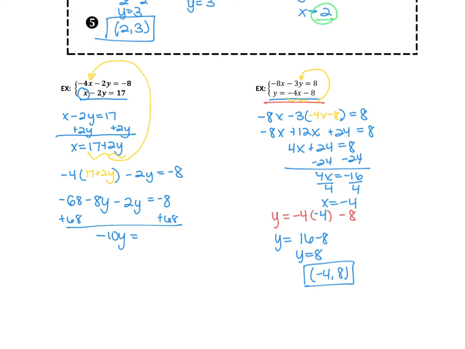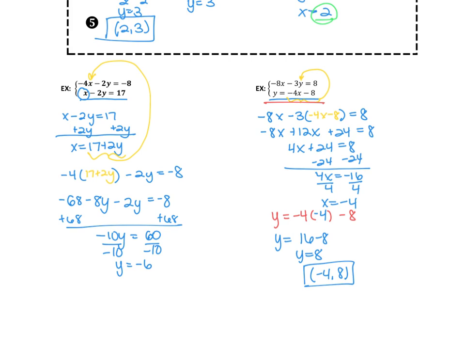Oops, we could probably just do that. Negative 8 plus 68 gives me positive 60. And I need to divide by negative 10 now to solve for y. So y equals negative 6.